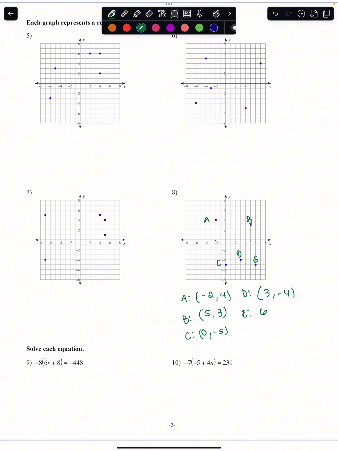And remember our domain, when I have a list of points, I need a list of numbers. So my domain is going to be all of my X values from least to greatest. So I'm going to be looking at my X values. My first point I hit is A, so that's going to be -2. My next least value is going to be 0. My next one is going to be 3, then 5, then 6.